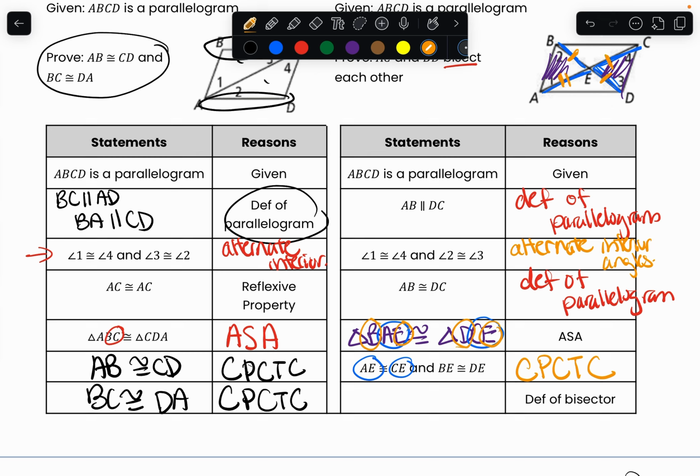Now, on the next one, you put definition of a bisector. Bisector means we have a line crossed through it. It makes my segment into half and half. So this means if this happens right here, that this is a half, this is a half, this is a half, this is a half, then this means the line AC and the line BD bisect each other. And that's going to finish my proof for 9.1.